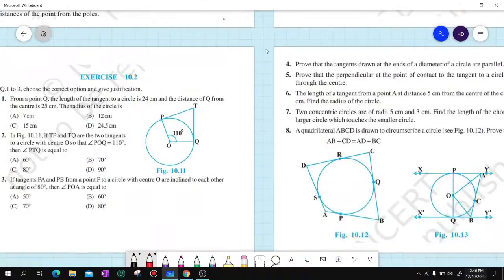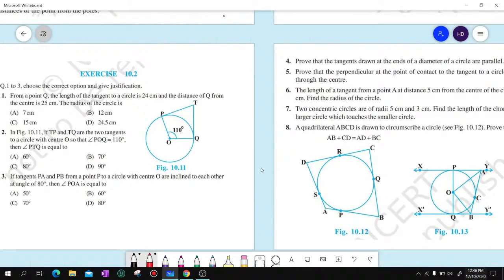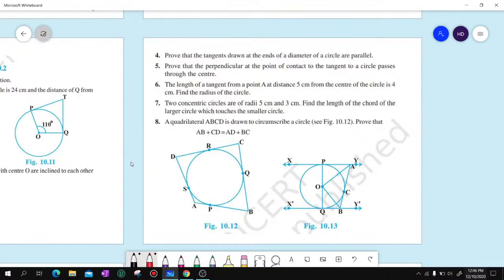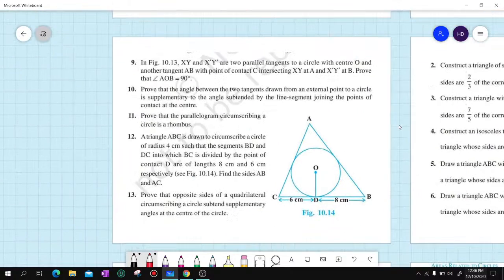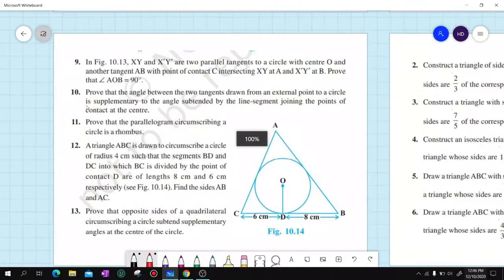Just leave it. And when you come to tangents on circles, the only important question here is the length of tangent, and the 6th and 7th questions. The 8th question is also important, but that is very easy. You don't need to bother about that. See here, this question is again important. Prove that the parallelogram circumscribing a circle is a rhombus. This is very, very, very, very important.